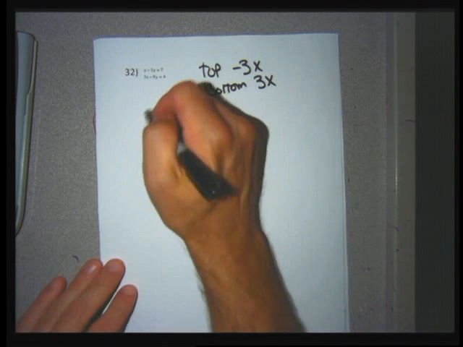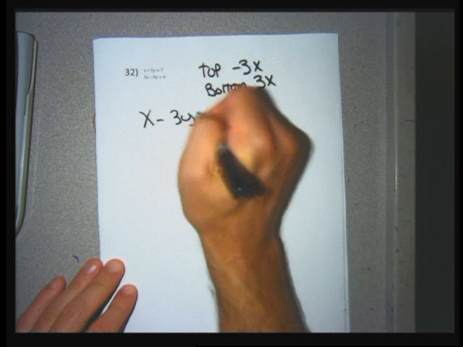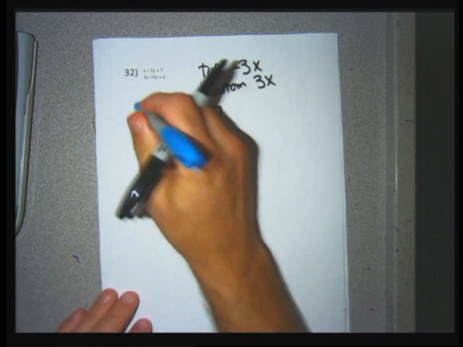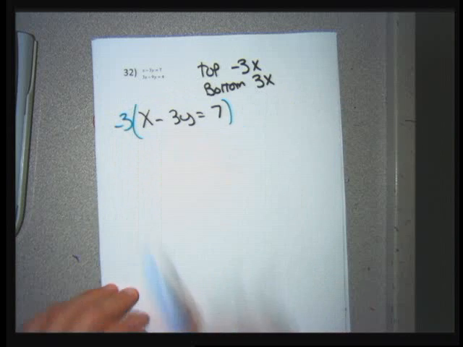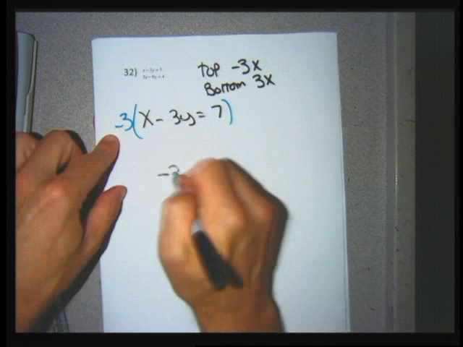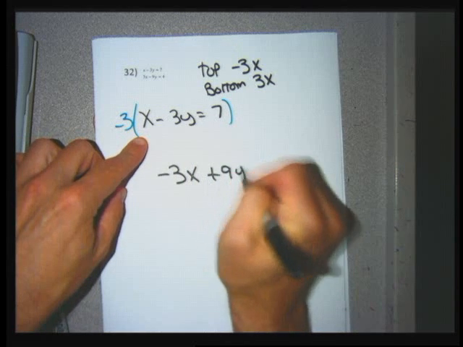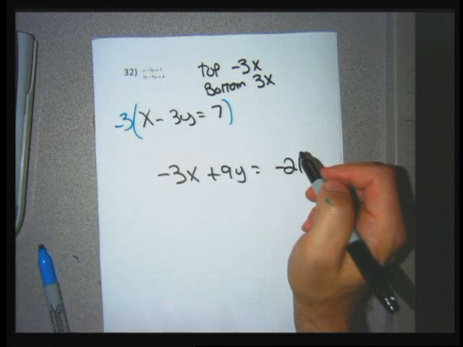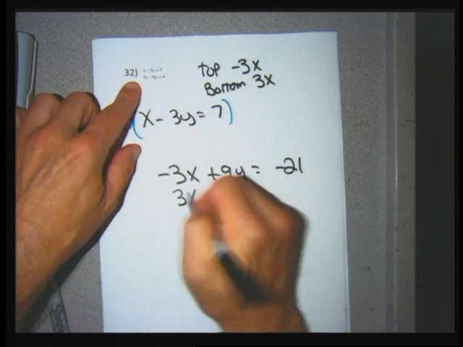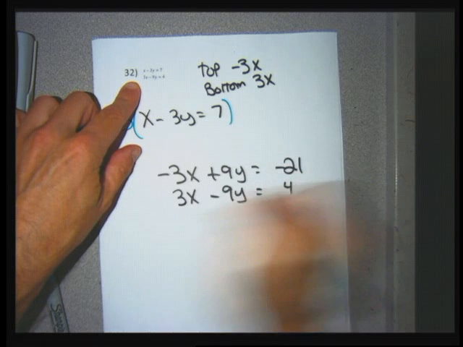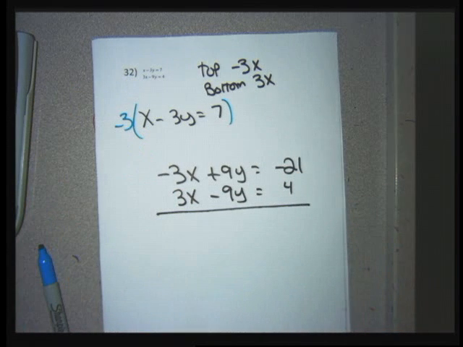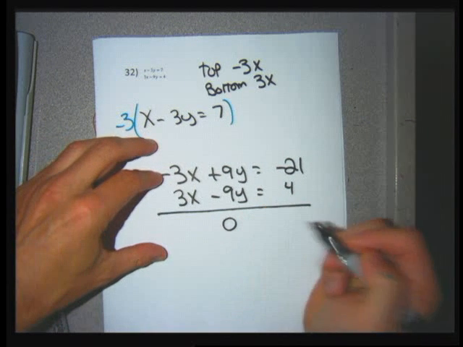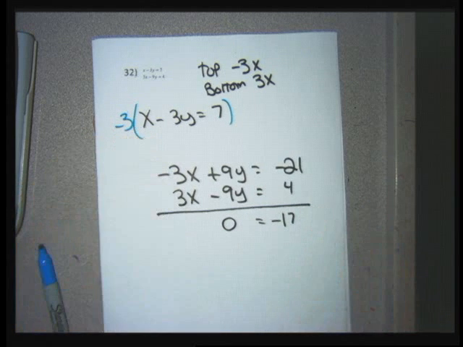So the top equation that says x minus 3y equals 7, I'm going to multiply that by a negative 3. And it's going to change my top equation to be negative 3x plus 9y equals negative 21. That's what I get if I multiply everything in that equation by negative 3. I'm going to leave the bottom equation 3x minus 9y equals 4. Now I'm going to add the equations together. And good things happen: on the left side, both the x's and the y's cancel. I get a 0. On the right side, positive 4 and negative 21 give me a negative 17.